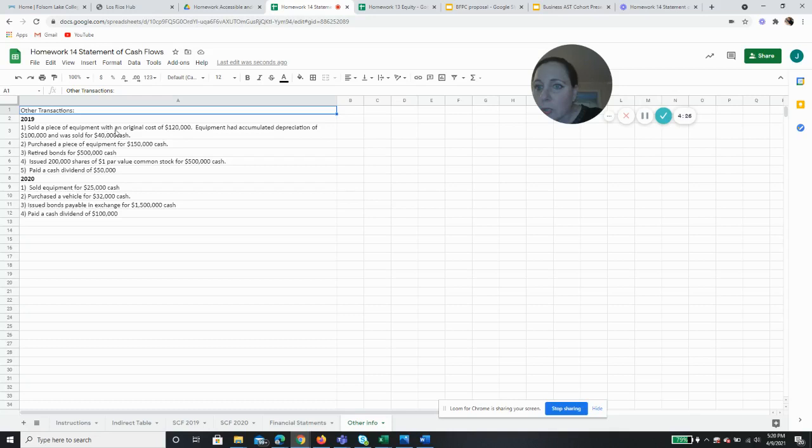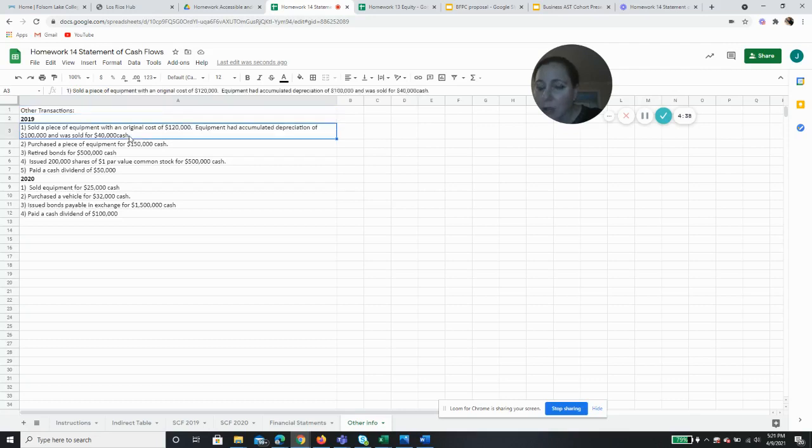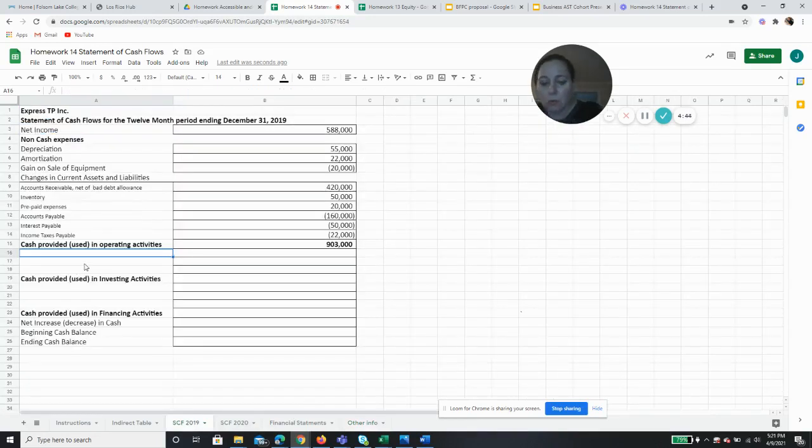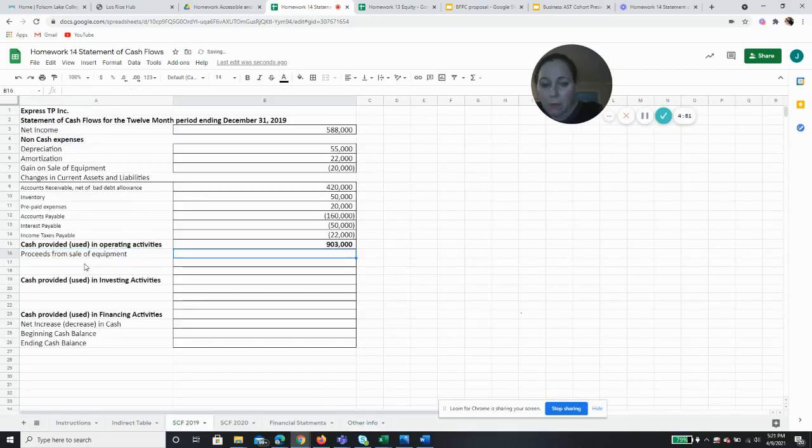So it says we sold a piece of equipment with the original cost of $120,000, and the equipment had accumulated depreciation of $100,000 and was sold for $40,000 cash. Okay, so the important thing here that we need to know is that we got $40,000 cash. So proceeds from sale of equipment, $40,000.